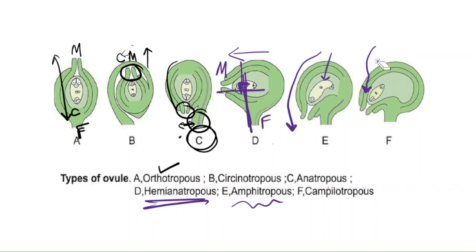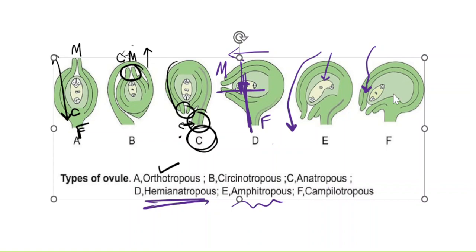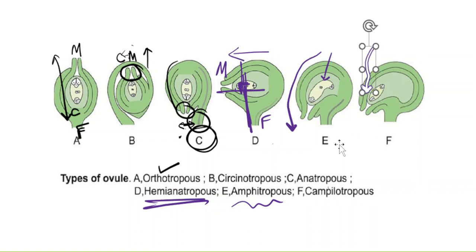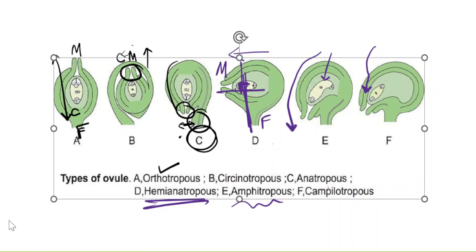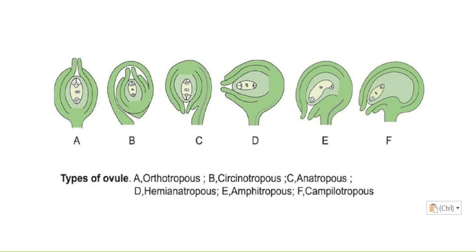I will erase these things, or I can put up one clean diagram. You should at least know that there are six types. This is a diagram which I drew here to make you understand the six types. You can google these definitions, but you should know that there are six types.